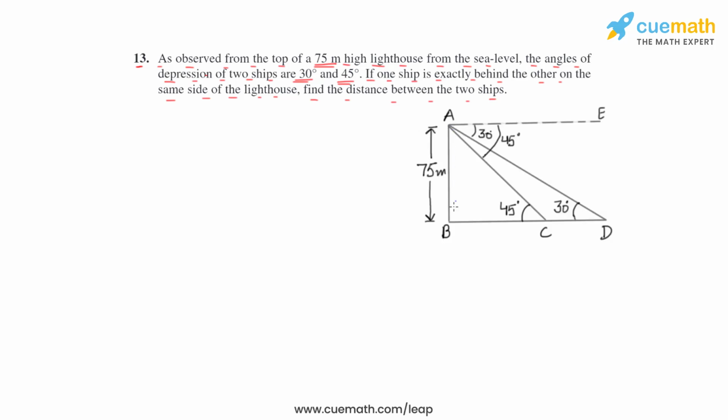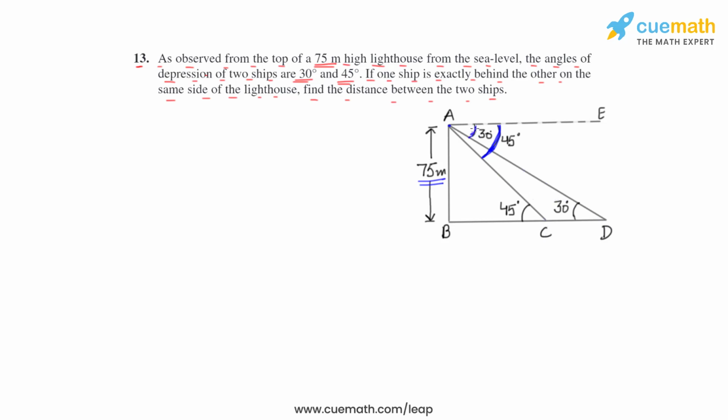Let's say this is the lighthouse AB, which is 75 meters high, and from the top, that is from A point, the angle of depression to one ship is 45 degrees. This is the angle of depression. Angle of depression means below the line of sight, because we are looking from above to the below. So this is the angle of depression, that is 45 degrees, and the angle of depression to another ship which is exactly behind the first ship, that is 30 degrees.